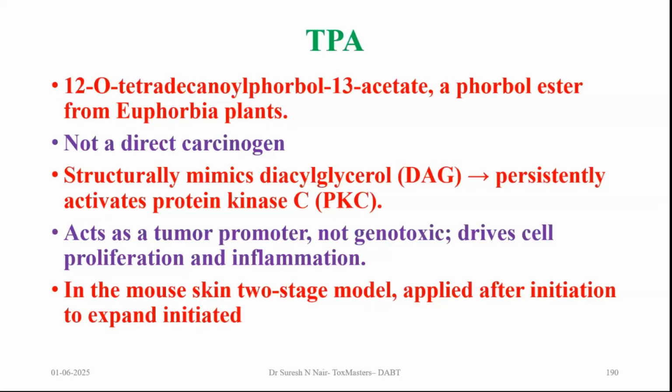Then TPA, that is tetradecanoyl phorbol acetate, is a common phorbol ester derived from the Euphorbia plants. It is not a direct carcinogen. It structurally mimics DAG, diacylglycerol, which will persistently activate protein kinase C. Protein kinase C will phosphorylate proteins and increase cellular metabolism. So it acts as a tumor promoter. But since it acts through protein kinase, it is not acting on the DNA, so it is not a genotoxic compound.